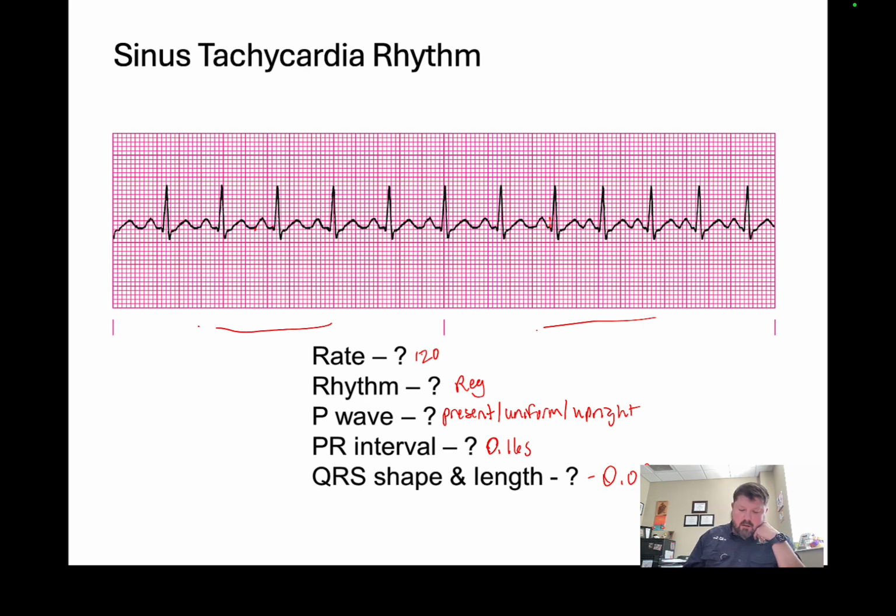So, looking at the rules, my rate, it breaks that rule because it's greater than 100. It is regular, so we're good there. The P wave is good, the PR interval is good, and the QRS shape and length are all good. So that makes this a sinus tachycardia.